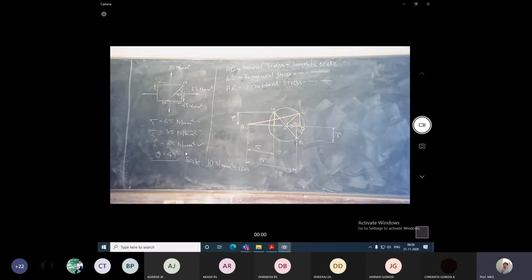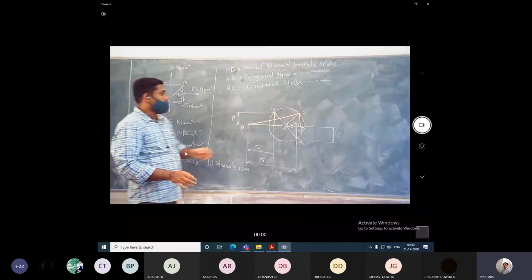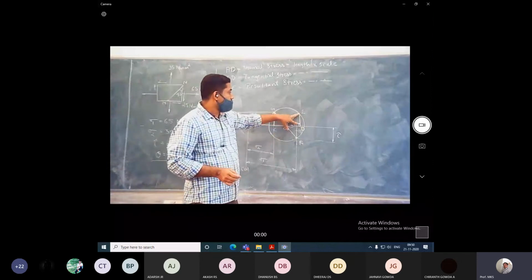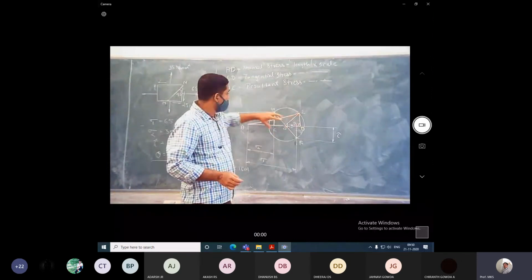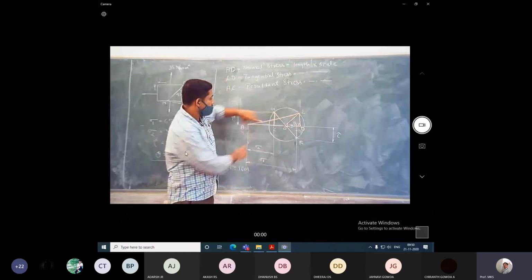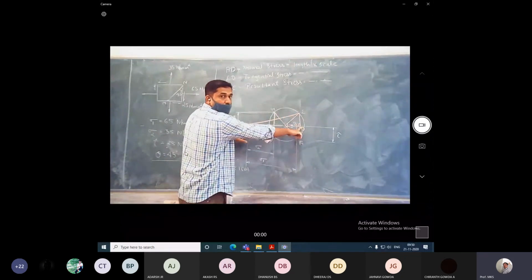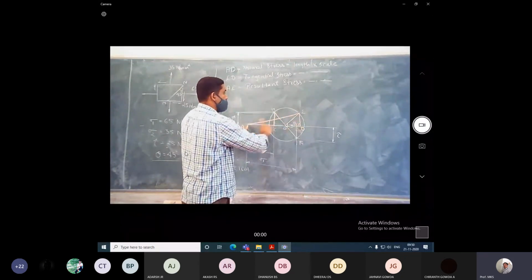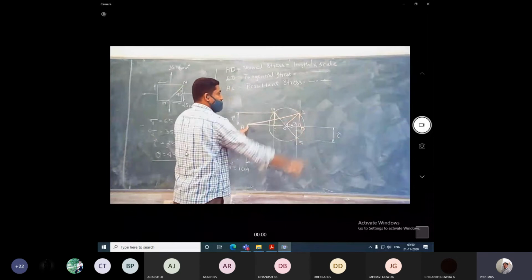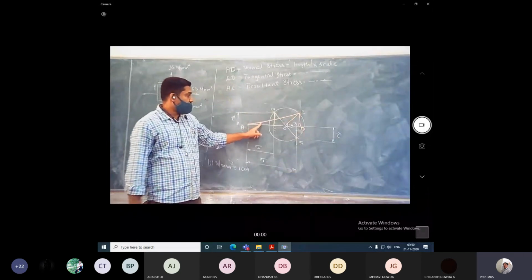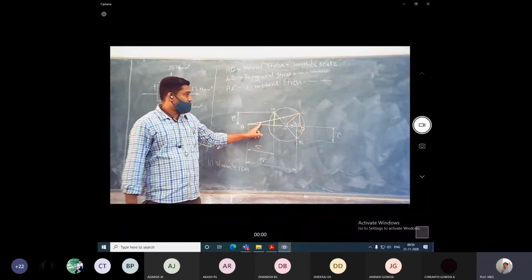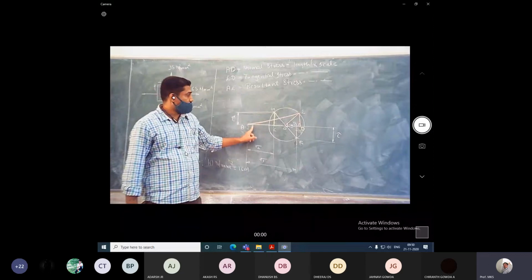So the normal stress and tangential stress on the oblique plane: you measure to the scale, ED is the tangential stress, and A to D will give you the normal stress. If you want the resultant stress, A to E will give you the resultant stress. And if you measure this inclination, it gives you the resultant stress inclination with the normal stress.